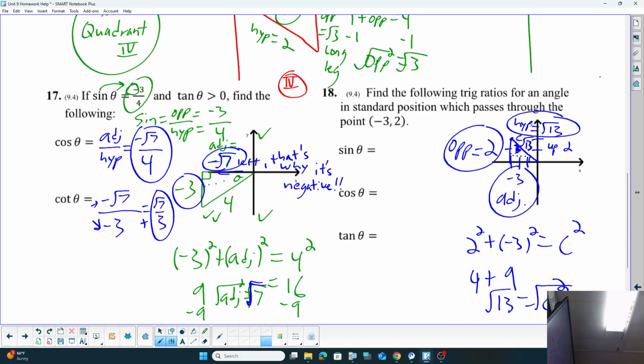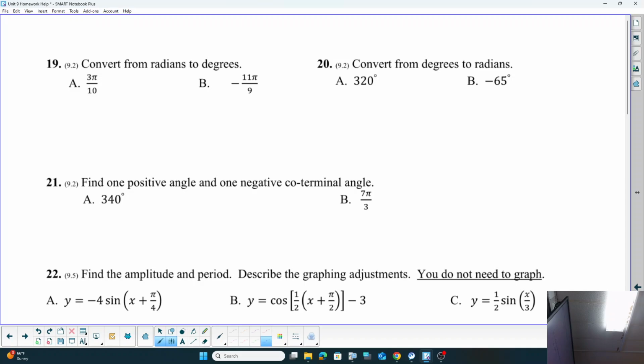Can you find some answers for sine, cosine, tangent? I know you can. Give it a try.